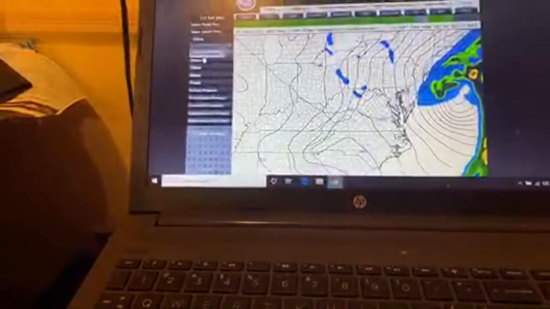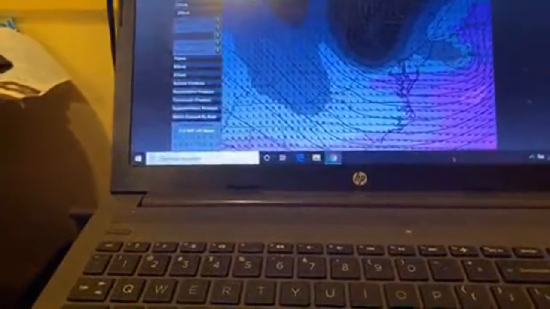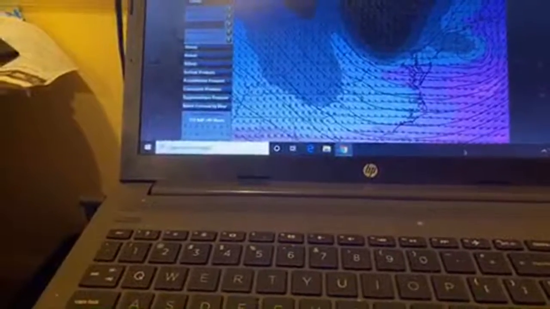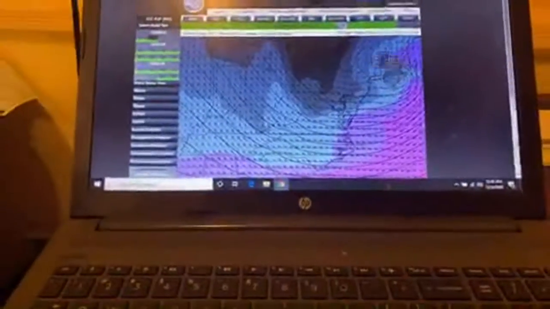So let's look at 21Z. 21Z had the weakest of all. 5430, 5400. So basically, you do have a stronger system here.